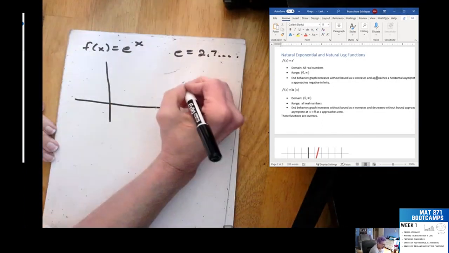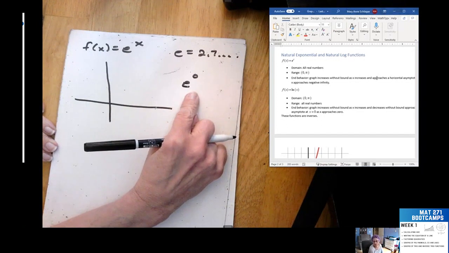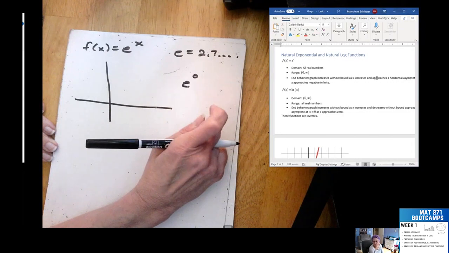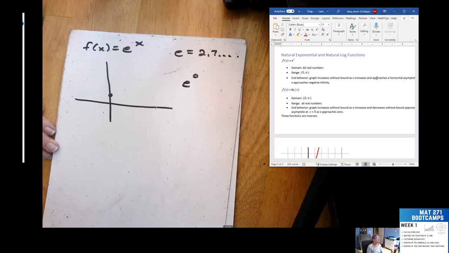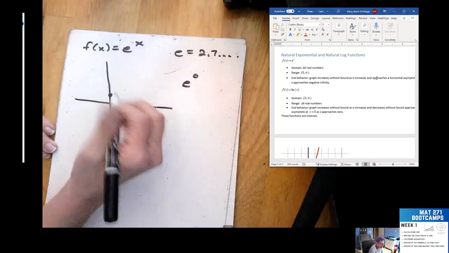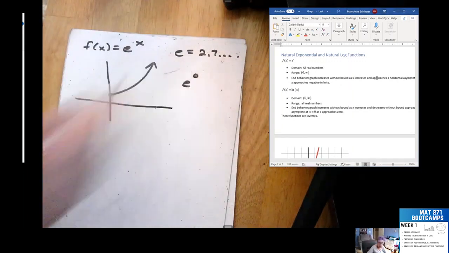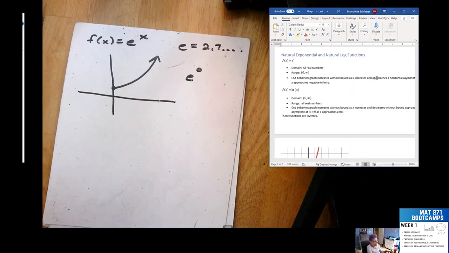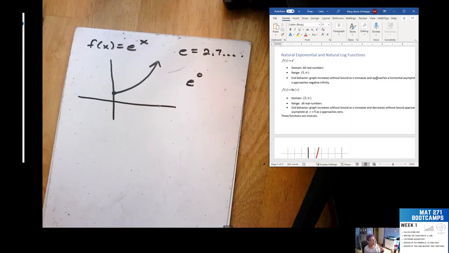If I plug 0 in, what is any number raised to the 0 power? Is it 1? It is 1. Very good. So it's going to cross the y-axis right there at 1. My very crooked y-axis right there at 1. Now, if I plug 1 in, then it's going to be e, which is 2.7. If I plug 2 in, it's 2.7 squared. So this thing is growing super fast. It looks something like that. That's where the term exponential growth comes from. It really does mean growing really, really fast.